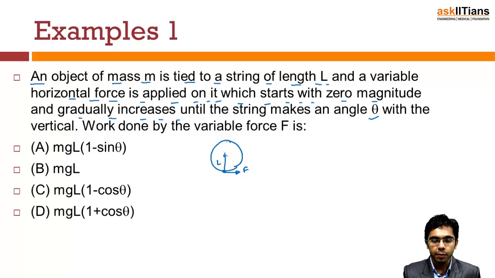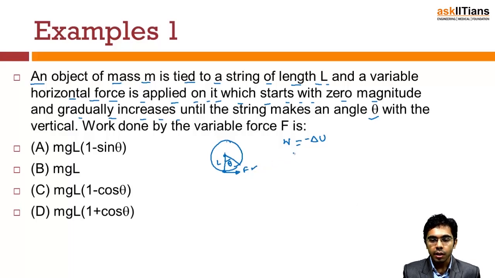What will be the work done by the variable force F after making an angle theta? We can say that the work done is equal to the change in the potential energy. Since there are two forces, the tension force and the gravitational force, for the tension force we don't have to worry, as the work done by the tension will be 0. This force will do work against gravity.